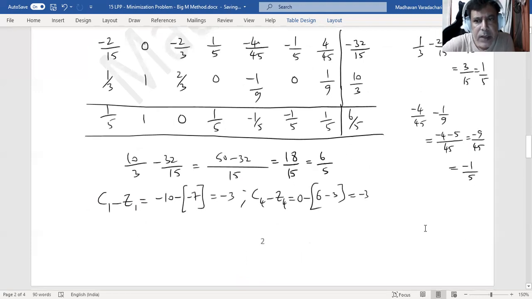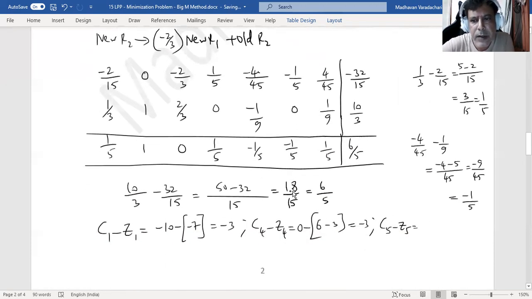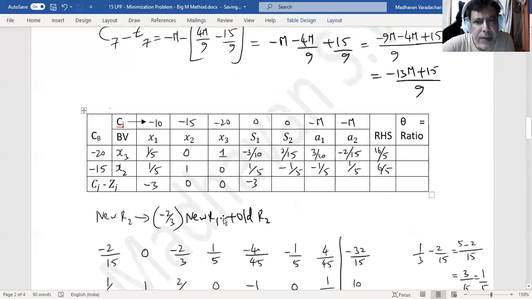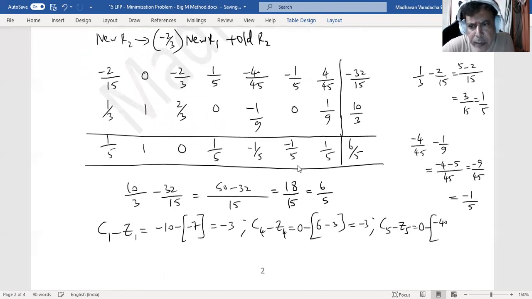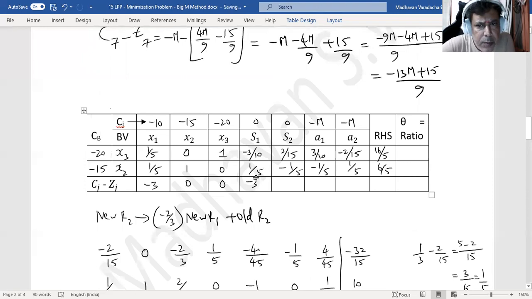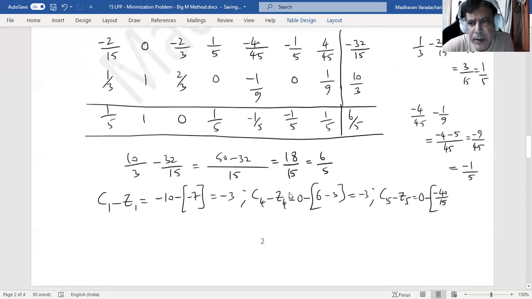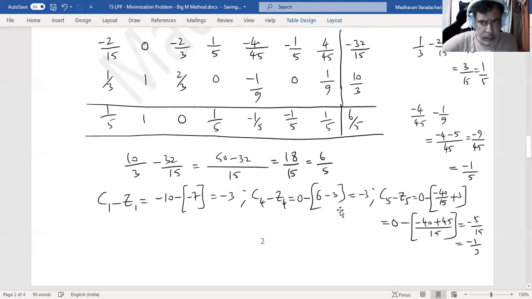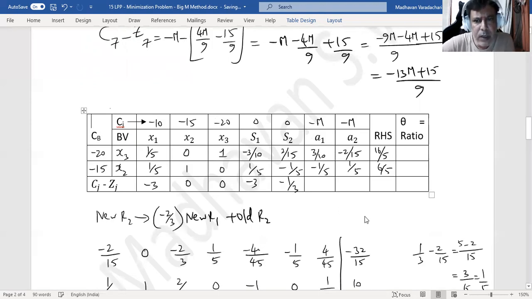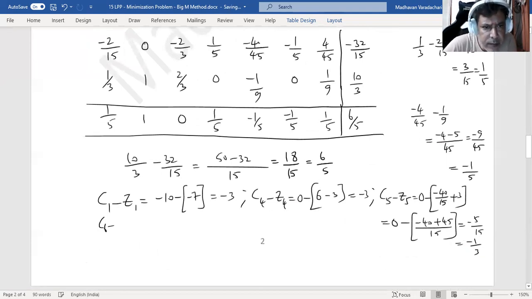Then next one. C5 minus Z5. What is C5? It is 0 minus of Z5. Z5 means negative 20 into 2 by 15. So it is negative 40 by 15. And then positive 3 plus 3. So ultimately what it is? It is minus of minus 40 plus 45 by 15. So it is actually negative 5 by 15 or negative 1 by 3. Negative 1 by 3.